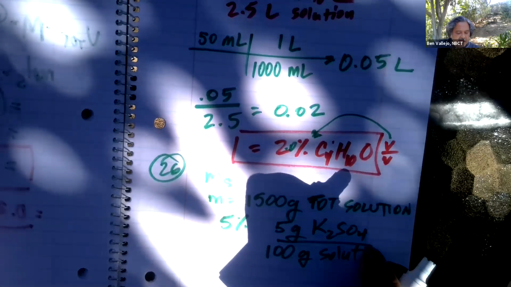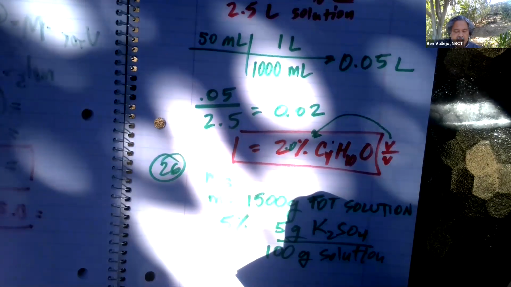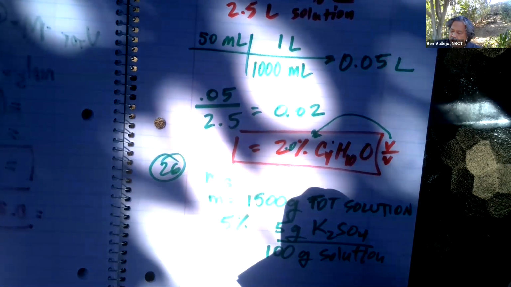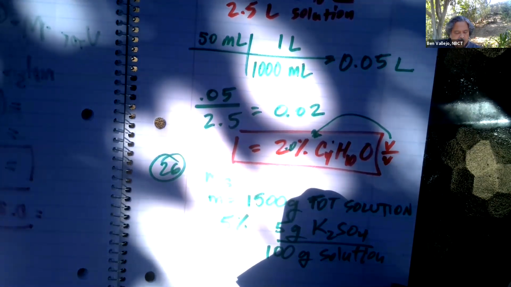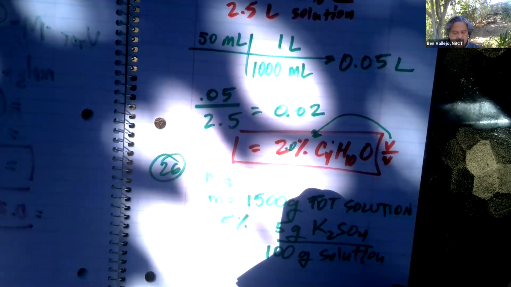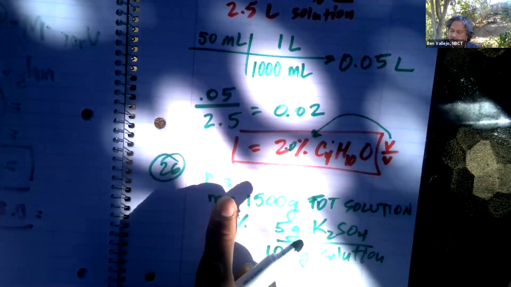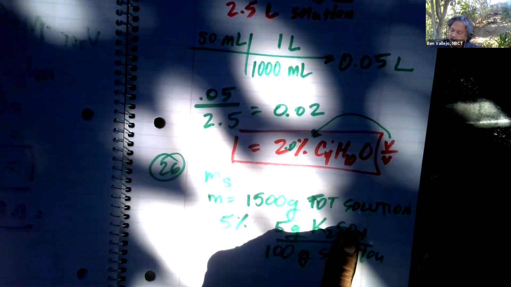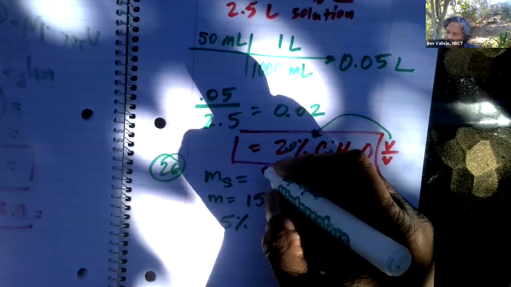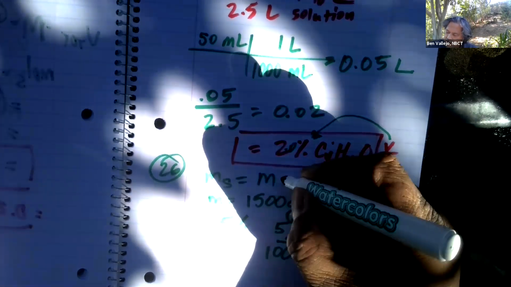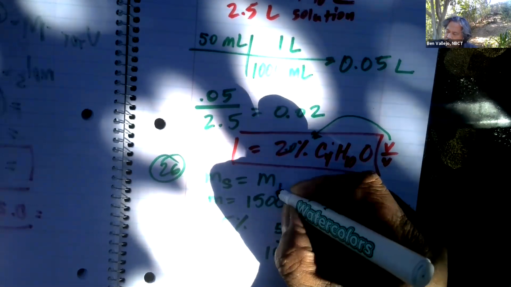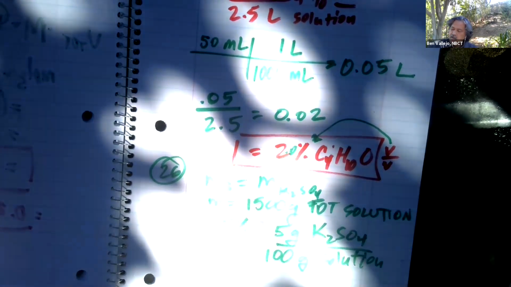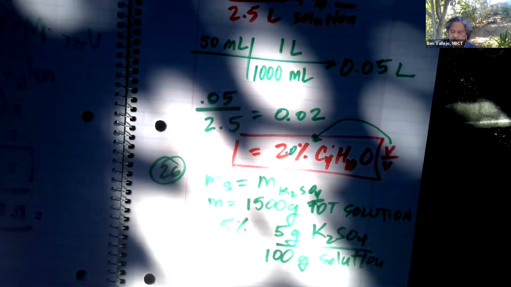So we have that, all right? And so because we have that, we know that what we have to do is multiply the mass by this conversion factor, because what we're looking for is the mass of the solute. So this is the mass of K2SO4. I'll write it like this, so it's easier to see what we have.